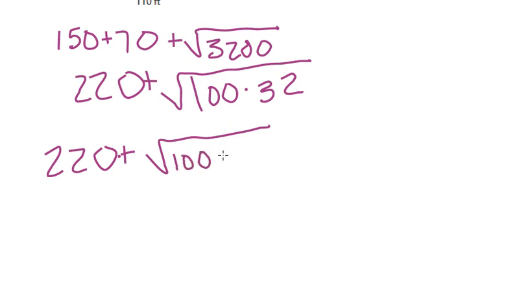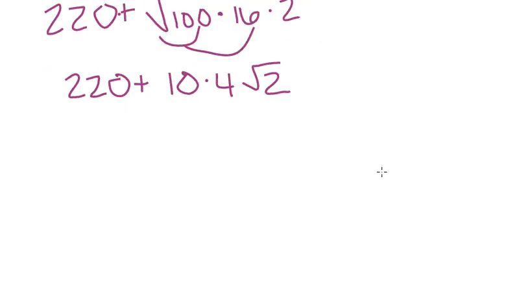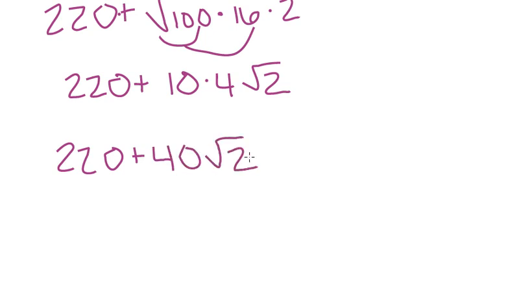So that one's 100 times, well, 32 is 16 times 2. So I can pull out a 10, I can pull out a 4. So it's 220 plus 10 times 4 times the square root of 2. So if I only needed one strand of fencing and not 4 strands of fencing, I would need 220 plus 40 root 2 feet, or whatever it says that it is.